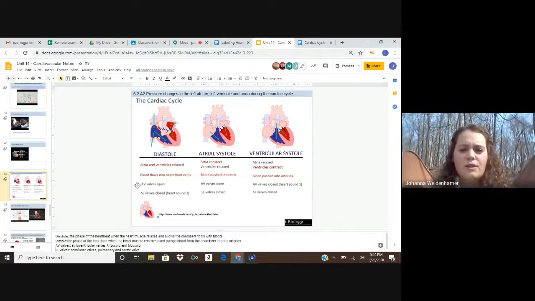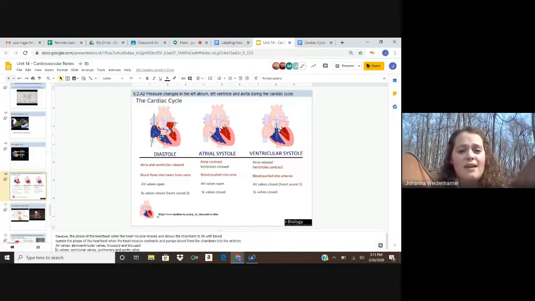Our next third bullet is that the AV valves open. So when the blood fills up in the atria, that high pressure is going to allow the blood to go into the ventricles, both on the right and the left side. So as blood is filling up in the atria, it's going to move into the ventricles because the AV valves, the bicuspid and the tricuspid, are going to open, allowing blood to get into the ventricles.